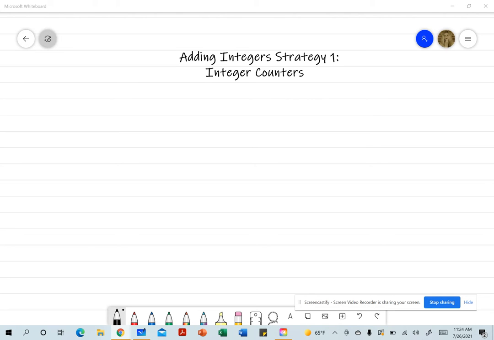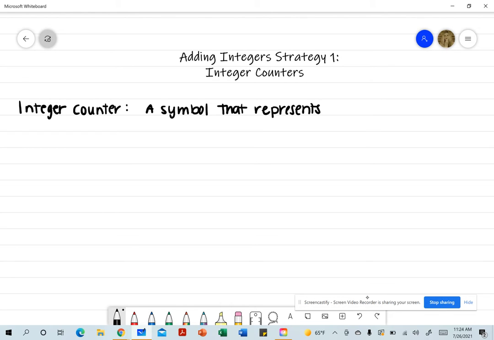So, what is an integer counter? That's our first question. Well, an integer counter is a symbol that represents an integer. Now, you could use a real life manipulative, like, for instance, some people give little circles.